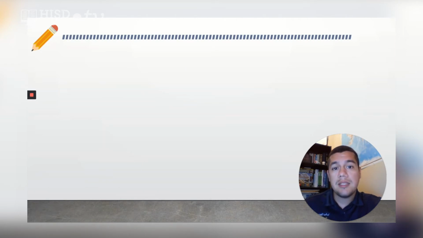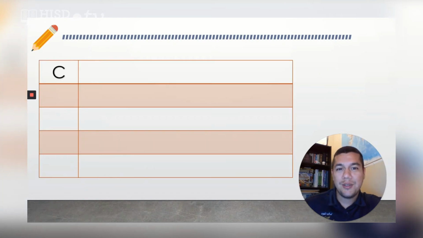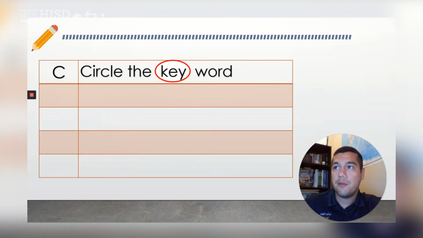And this strategy is called cubes. We're going to go letter by letter so you get familiar with what you have to do in order to use it to your benefit. Start with our letters. So letter C stands for circle the key word. And that just means that you have to find these words that are actions that you have to take in order to solve the problem.